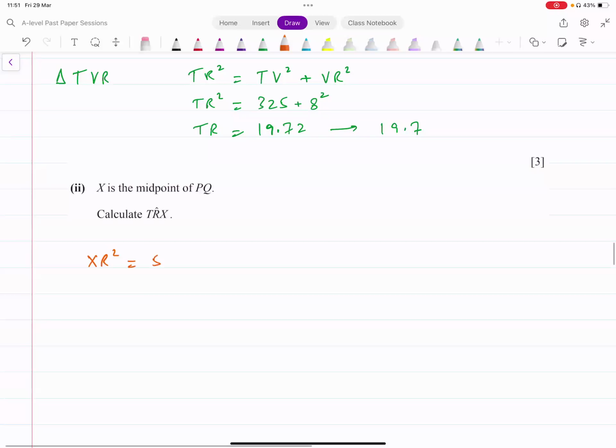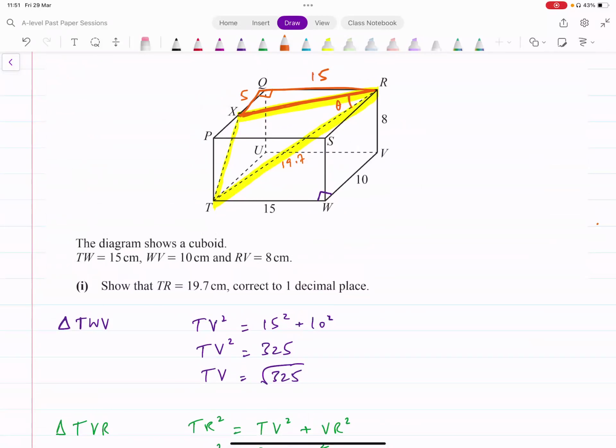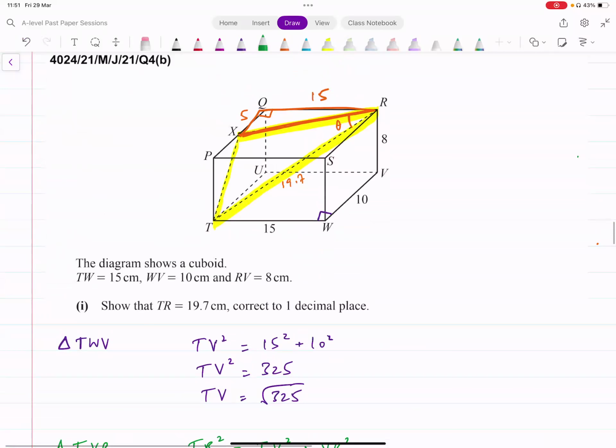XR squared equals 5 squared plus 15 squared. And that's going to give us XR squared, which is 250. And XR therefore equals square root of 250. Okay. Now the other length that we need is TX. Because for finding that angle, if we have all the 3 sides of the triangle, we could then use cosine rule to find the angle theta.